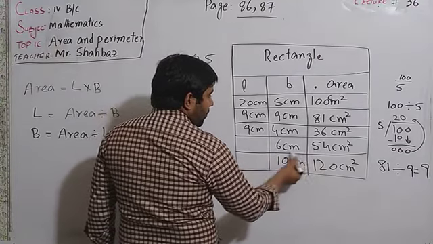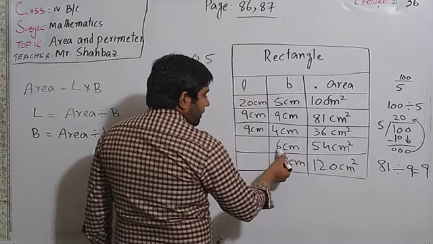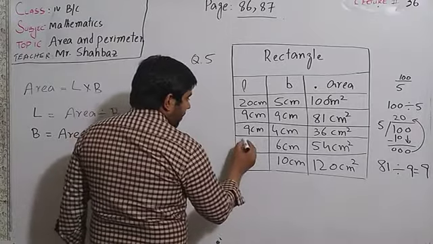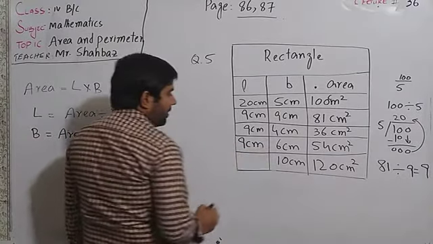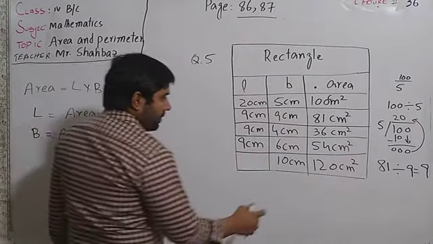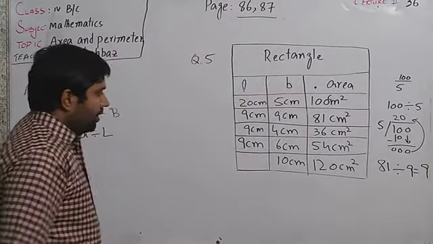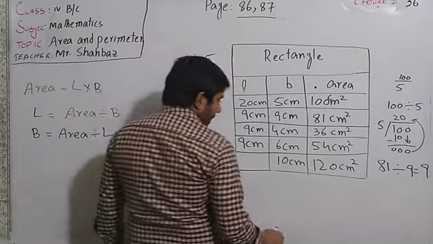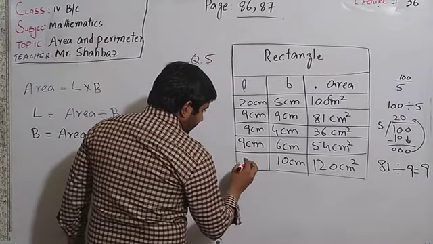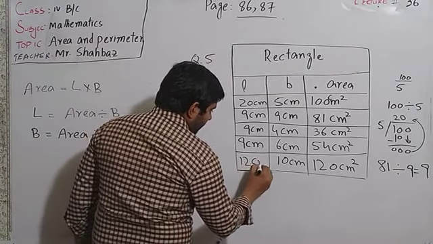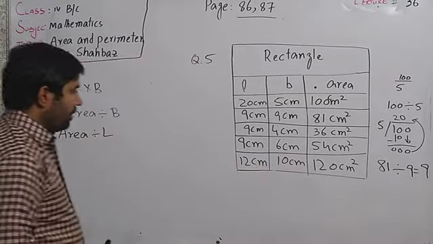So we have to divide 54 by 6. 6 9s are 54. This is the answer. And here we have 120 centimeter square, and this is 10 centimeter. 120 divided by 10 will be 12 centimeter. This is the answer.